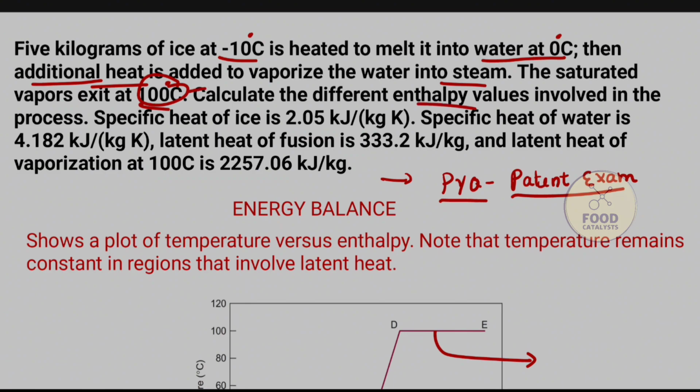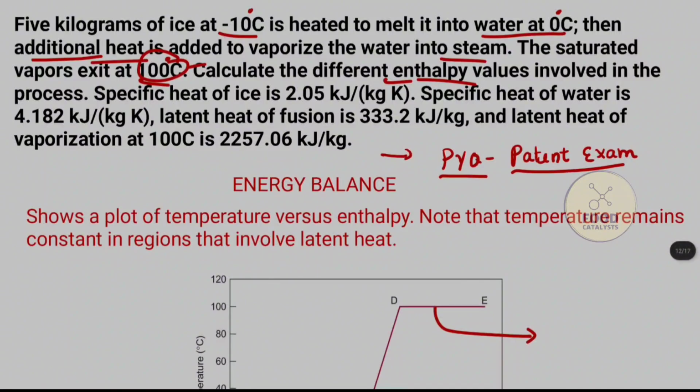Now I need to calculate the enthalpy values. Change in enthalpy is Q only, so I'm going to calculate Q. Before that, there are a few values they have given. One is the specific heat of ice, 2.05. The specific heat of water is 4.182. You need to know this because it is asked in many examinations. And the latent heat of fusion, which we already studied previously, and for vaporization, it is 2257.06. All these things we already know.